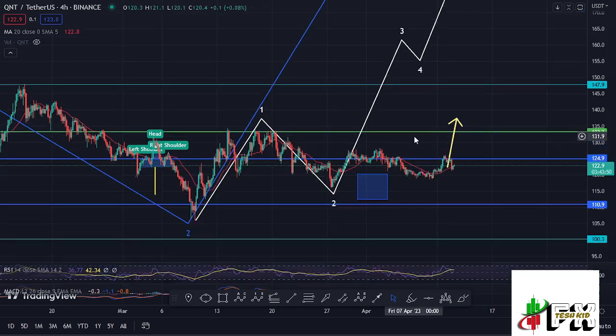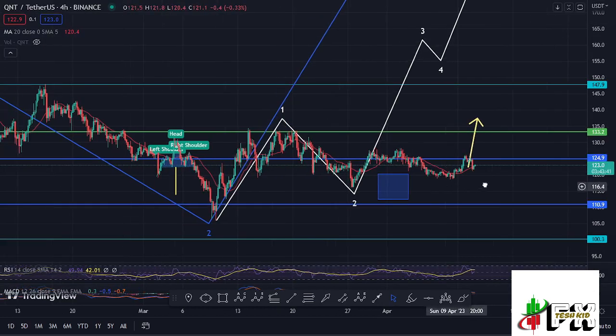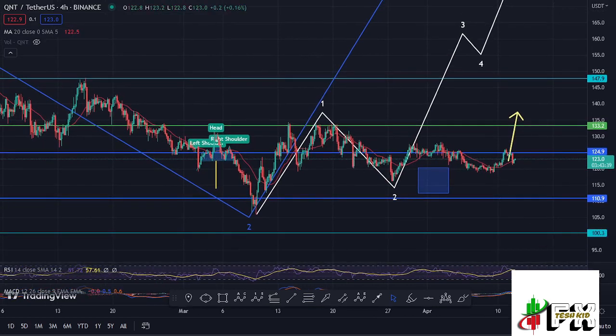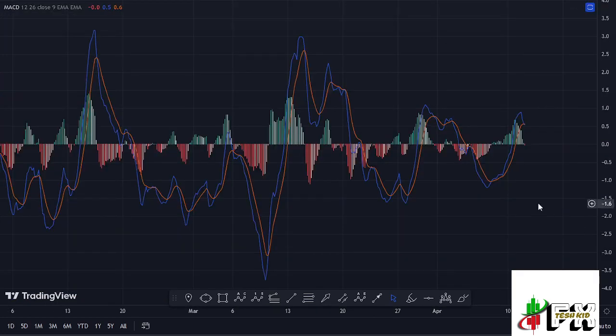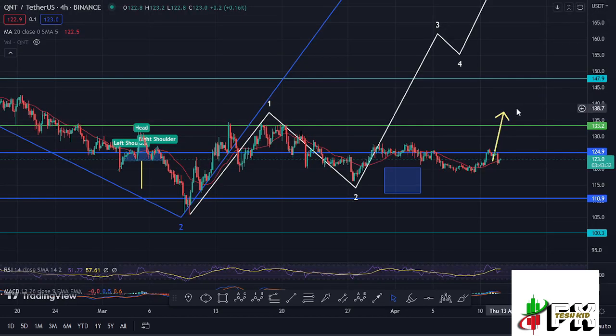And also taking a look at the indicators here on the RSI, we are trading at around the 50 mark, meaning we have massive room for us to fully support higher prices. Also taking a look at the MACD, we have been able to print a bearish cross, so let's be patient and see how that plays out, and I'll be keeping you updated.